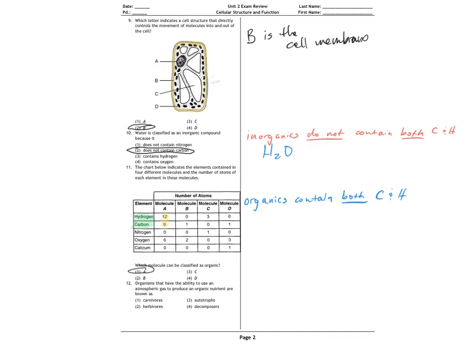Question 12 asks us about organisms that have the ability to use an atmospheric gas to produce an organic nutrient. One example of an atmospheric gas is carbon dioxide, and one example of an organic nutrient is glucose. Of course, the rest of this equation, which we call photosynthesis, is here.